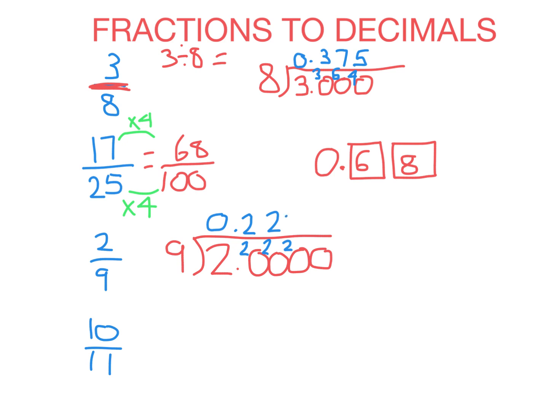It goes 2, remainder 2. You can probably see that this process is just going to go on forever and ever. So 2 over 9 is equal to 0.2 recurring. When you're converting a fraction to a recurring decimal, just stop as soon as you see the pattern. Let's do this one.